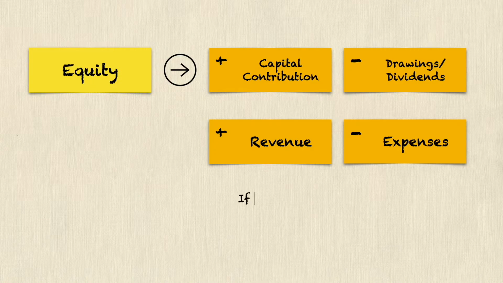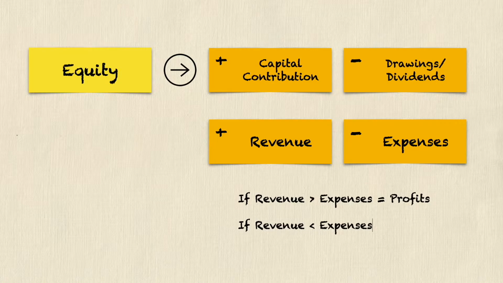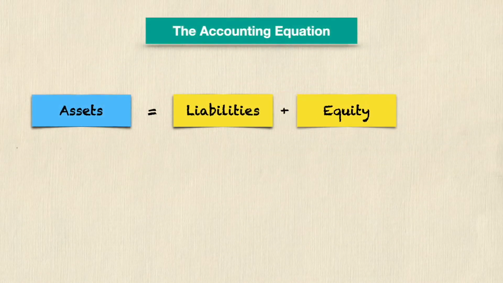Now, if we are able to generate revenue that exceeds expenses incurred, a business is said to make profits. If, however, revenue generated is less than the expenses incurred, a business therefore makes a loss. Now, with the understanding of the components of equity, we can now revisit the accounting equation.